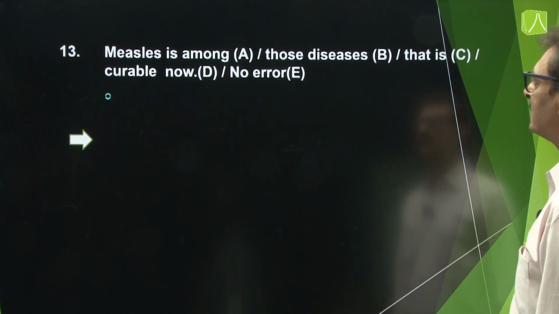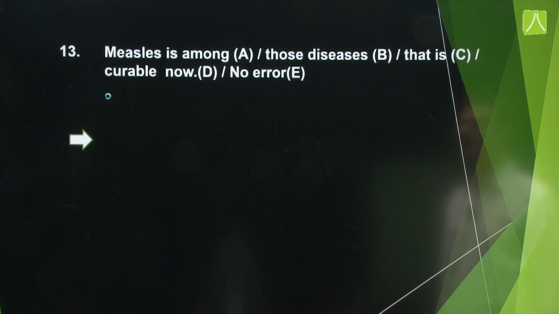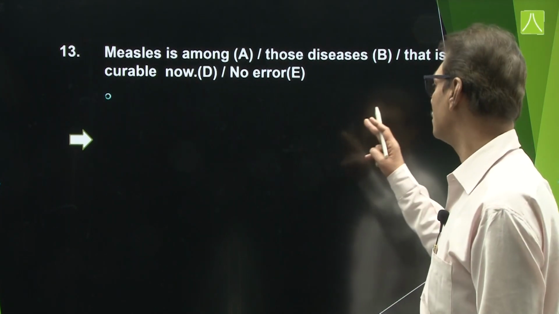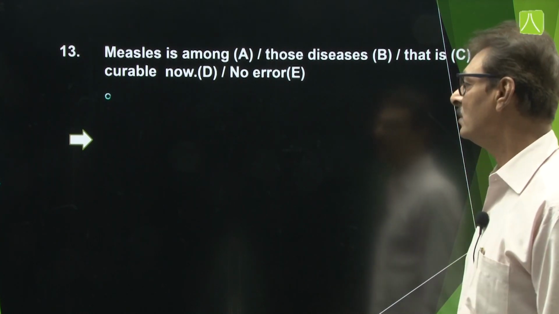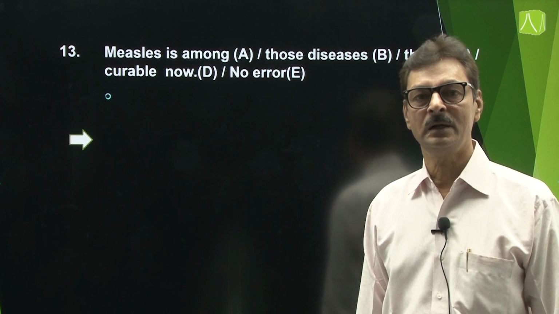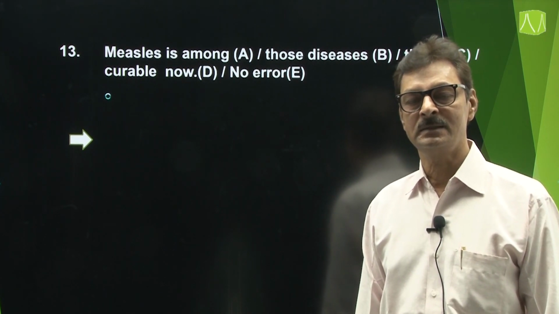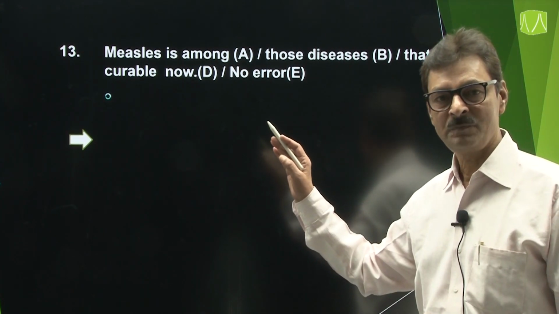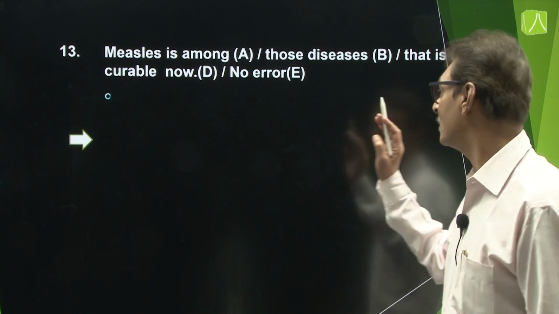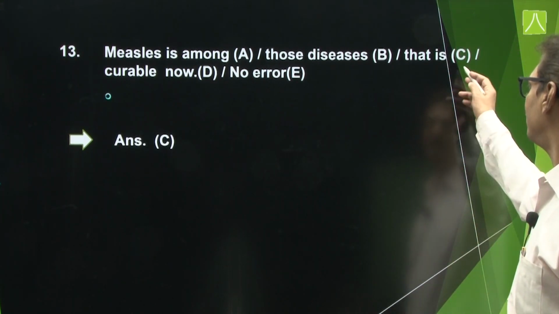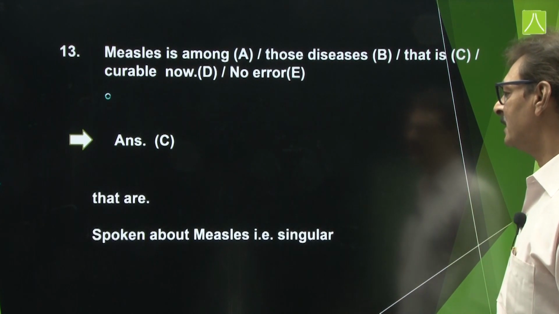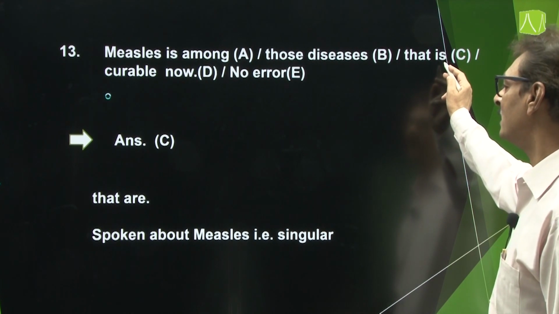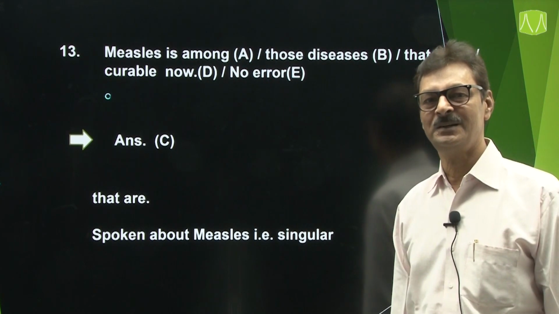Next, measles is among those diseases that is curable. What are we talking about? Diseases की बात हो रही है, so measles is among those diseases that is curable now, or it should be that are curable now. क्या रहना चाहिए सही आंसर? If you feel is curable, then there is no error in this statement. Yes, अगर आपको लगता है is गलत है, तो error वहीं पर है, and the error is in part C, and the correct formation of the sentence is measles are. So measles is among those diseases that are curable and not that is curable.